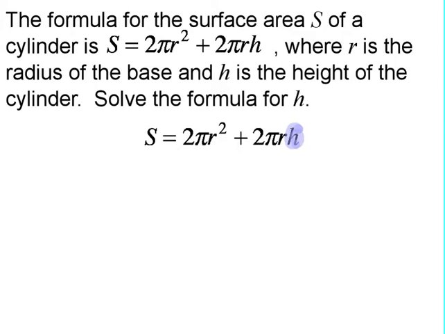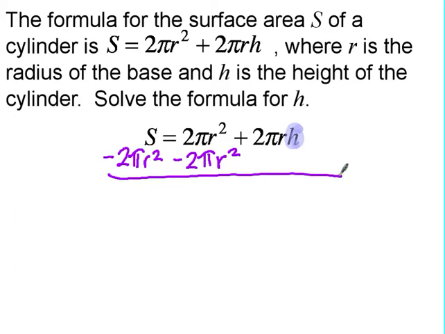So what should you do? Divide by 2 pi. Minus 2. You need to subtract the 2 pi r squared first before you divide. We've got to get rid of that first. So on the left side, you now have S minus 2 pi r squared. On the right side, what do you have? 2 pi rh.